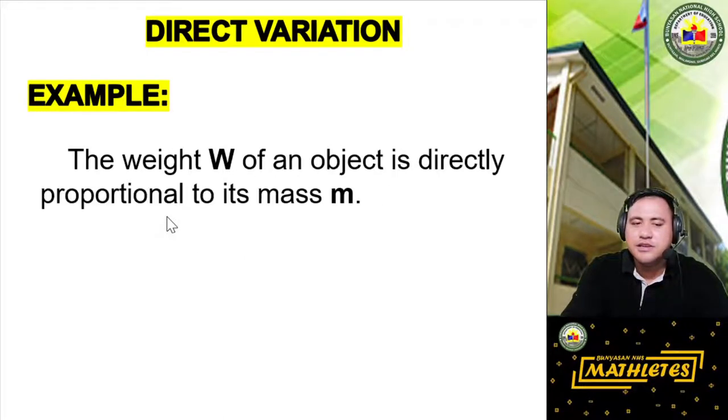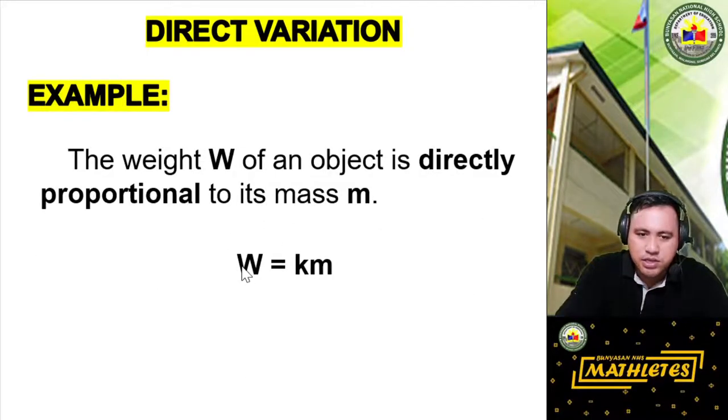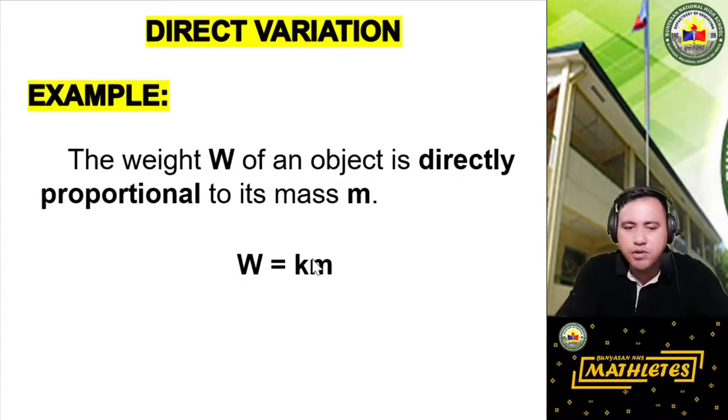We have another example. The weight w of an object is directly proportional to its mass m. So aside from varies directly, gumagamit din ang direct variation ng mga salitang directly proportional. Dalawa ang ginagamit niya: varies directly at directly proportional. So aside from varies directly, directly proportional is also used in describing direct variation. So this sentence describes a direct variation, and we can have w is equal to km.